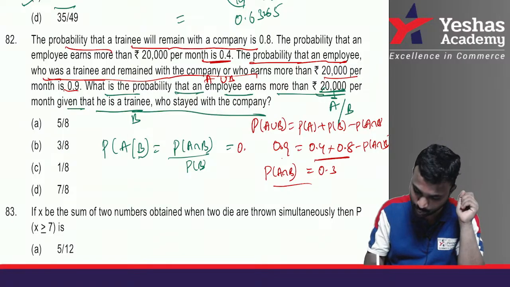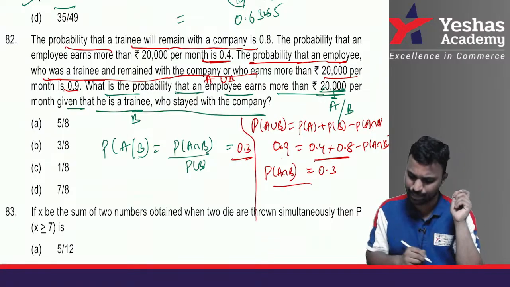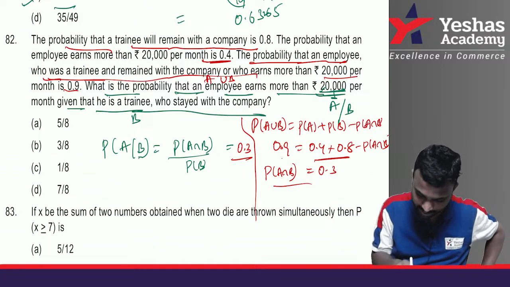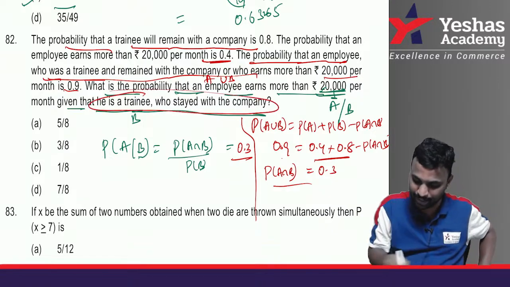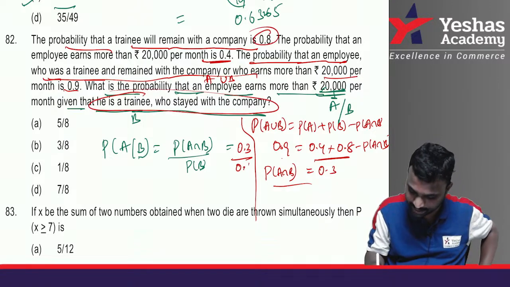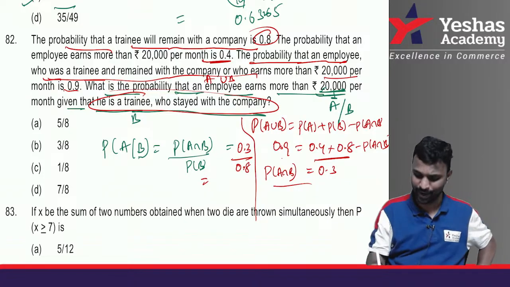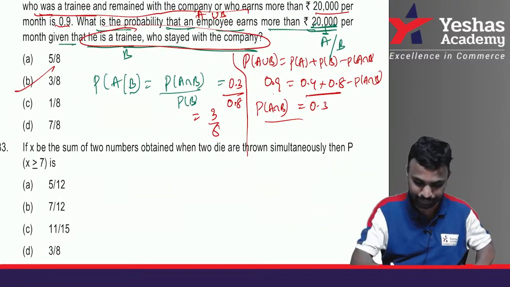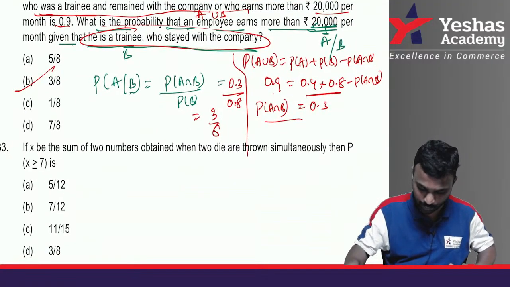Just plug in that value over here, which is 0.3. What is P of B? P of B is B for what? A trainee staying with the company, which is 0.8. Guys, 0.3 by 0.8 is 3 by 8. Option B is the right answer. Is this clear? Moving on to the next question.